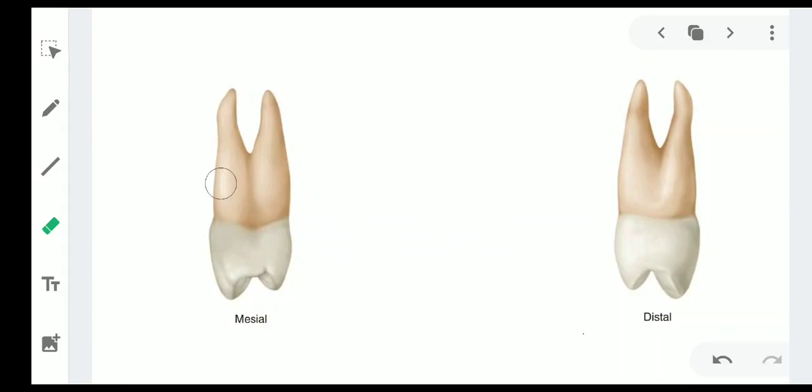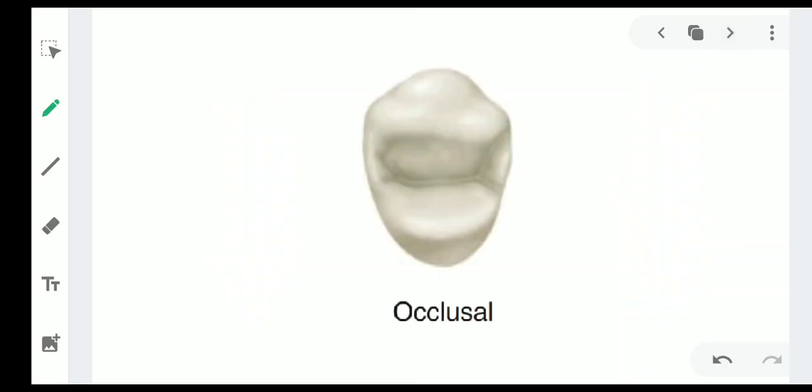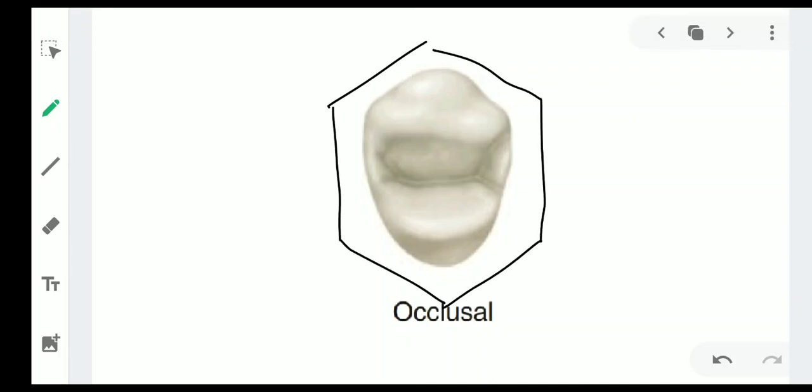Now coming to the distal aspect, from this aspect it is almost similar to the mesial aspect and the features are almost the same, but one thing you will notice here is the cervical line is almost straight and there is no mesial marginal developmental groove here. You can see both the cusp tips and both the roots from this aspect also.